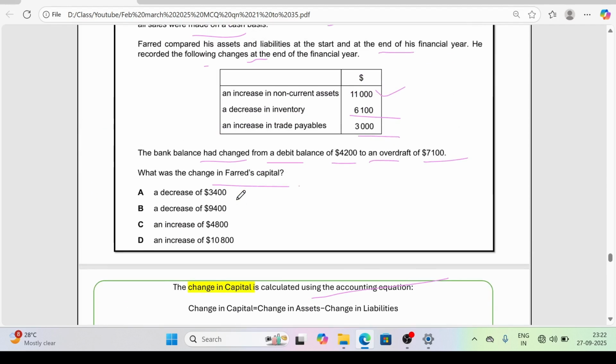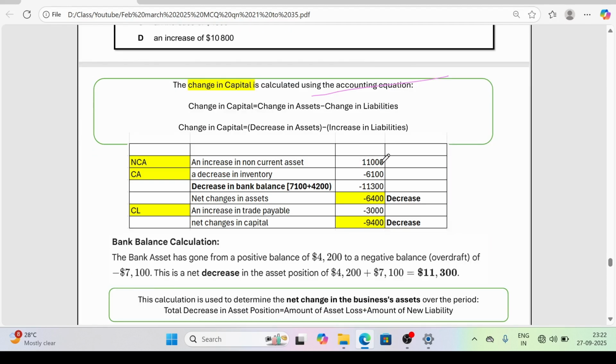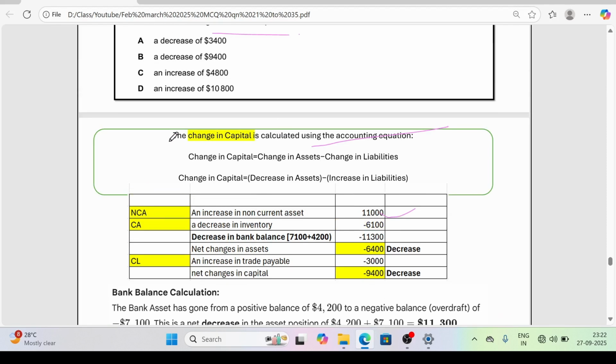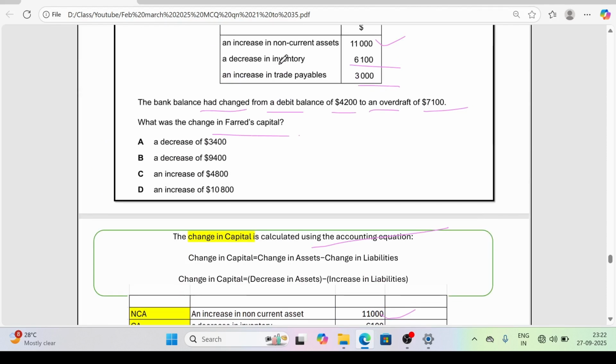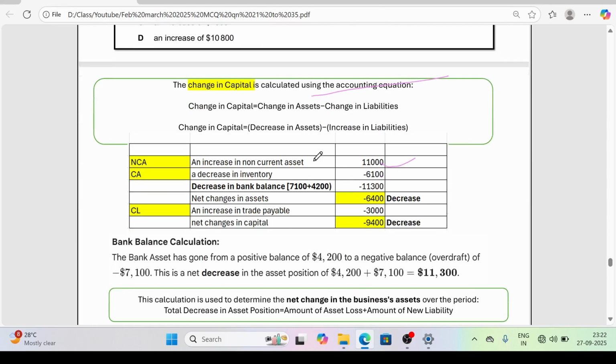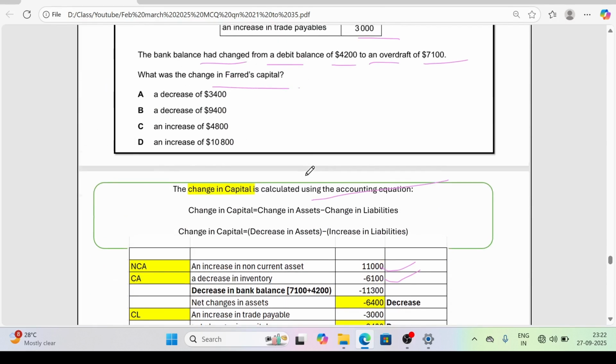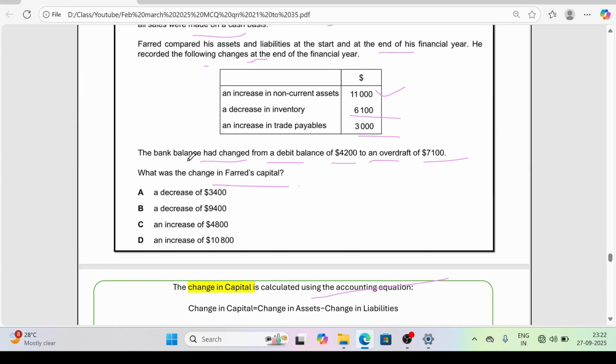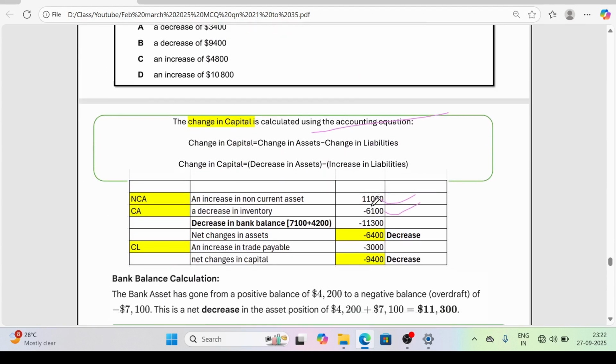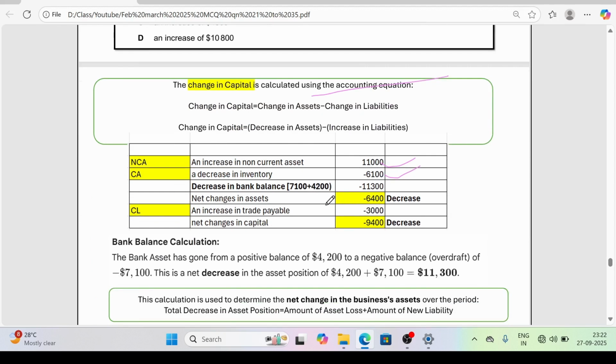First, non-current asset 11,000, right here 11,000. Then current assets. What is the current asset? Inventory 6,100 decreased, so you have to minus. Then a very important item is the bank balance. The bank balance had changed from a debit balance of 4,200 to an overdraft of 7,100. So 7,100 plus 4,200, we have to add both, totally a negative balance: 11,300 decrease in bank balance.